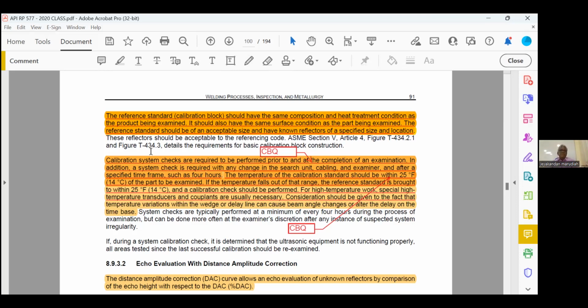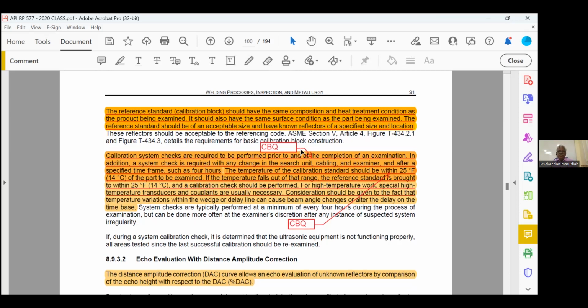Okay, highlight this one. The first three lines. The reference standard should have the same composition and heat treatment as the product being examined. It should also have the same surface condition as the part being examined. The reference standard should be an acceptable size and have known reflectors. Then this paragraph is very, very important. Calibration system checks are required to be performed prior to and at the completion of examination. In addition, a system check is required with changes of the search unit, cable, examiner. If any of these change, we have to recheck the calibration.